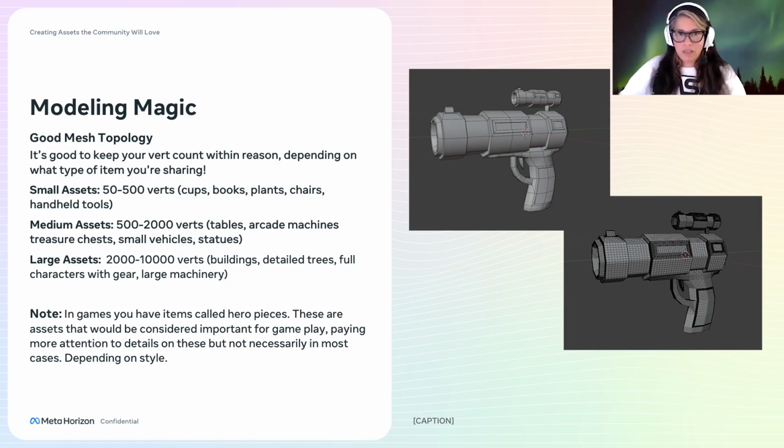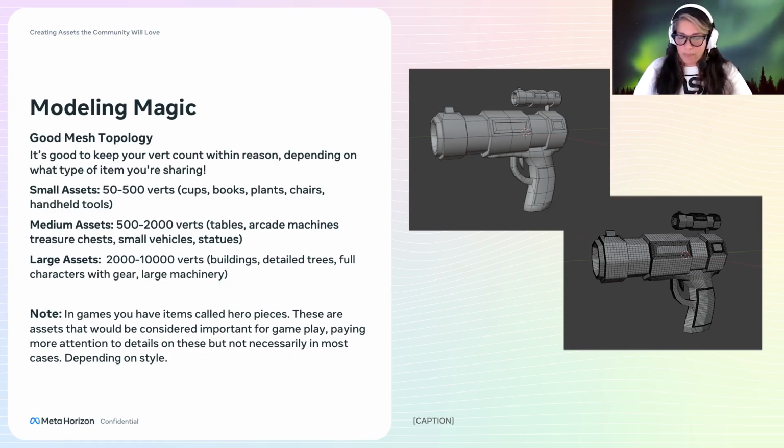So let's talk about the different levels of assets. So you have your small assets. Recommended is 50 to 500 verts. So we're talking about cups, books, plants, chairs, and handheld tools. Small items, small playable items, or even environmental scatter.